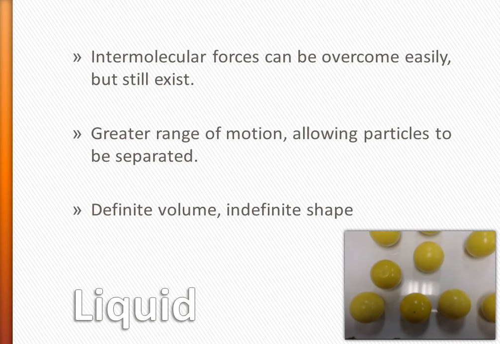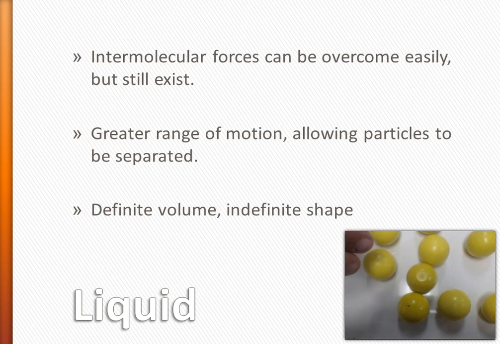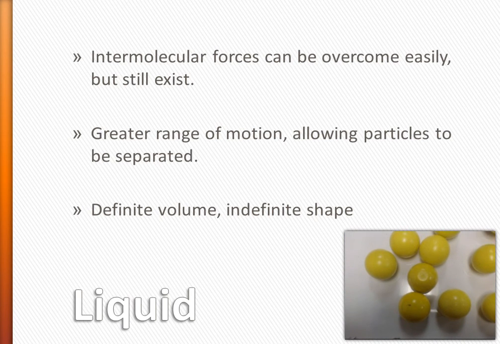Because of this, the amount of space that a liquid takes up is definite, but its shape is going to change depending on the container that it's in. So if I have a container that's a different shape, these molecules are free to move around to take the shape of whatever that container is. And so that's where we get the particulate definition of what a liquid is. So we really like that.